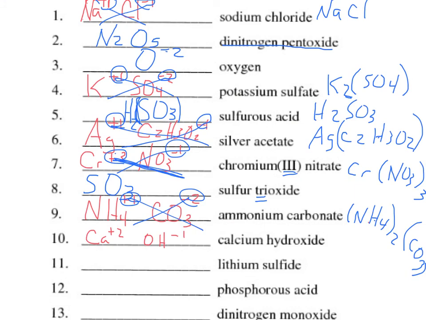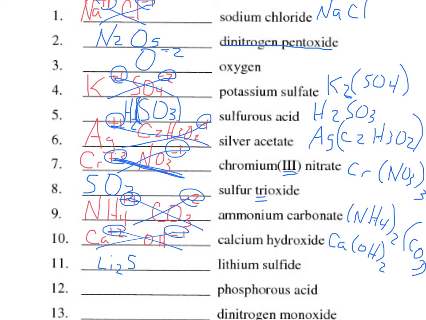Here we have calcium hydroxide. Calcium with a +2, hydroxide has a -1. We're going to crisscross those charges over. We get Ca parentheses OH close parentheses 2. Now lithium has a +1 charge. Sulfide is sulfur from the periodic table. It has a -2. We're going to bring that 1 over, bring the 2 over, and we would get Li2S.